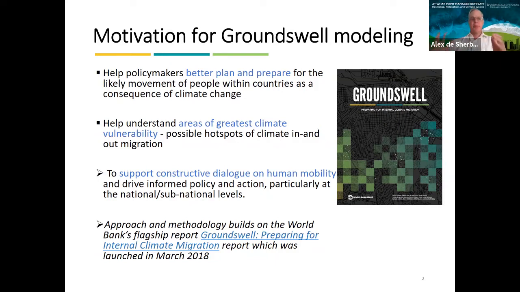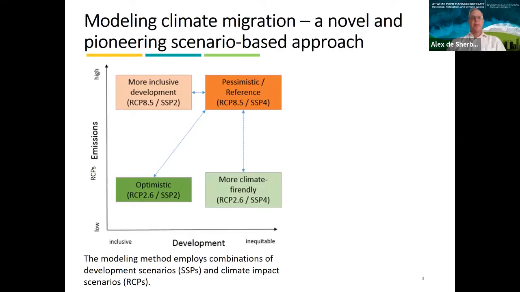So, the purpose is to support a constructive dialogue on human mobility. And for that, I think it's been highly successful. I do not believe that the countries that received the reports of Groundswell or had country-specific analyses necessarily took this as destiny, but rather took it as potential outcomes as a result of future climate impacts.